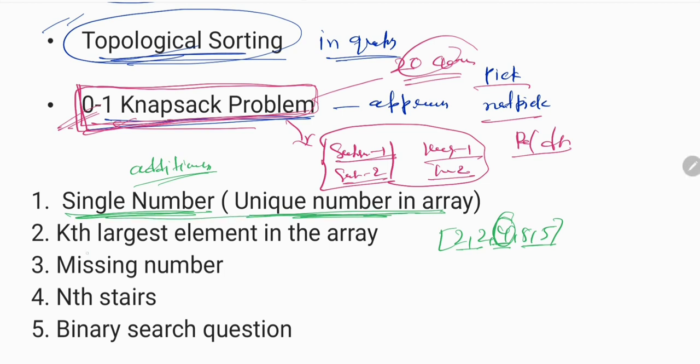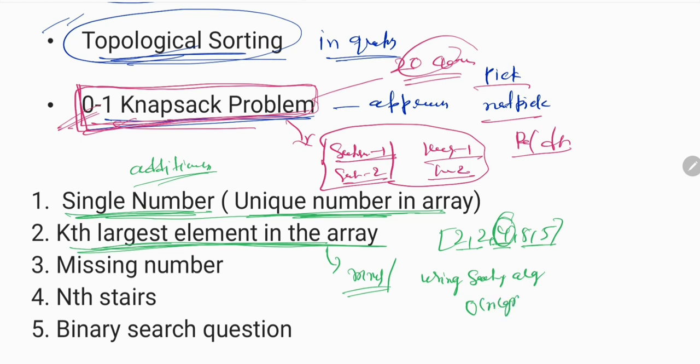Okay, and kth largest element in the array. It is a very famous question for many companies. In every interview you will get this question, kth largest element. And you can solve this question using a sorting algorithm, but here the time complexity will be O(n log n). If you want to optimize this approach further, then you can use a heap, max heap. Max heap time complexity will be just log n.